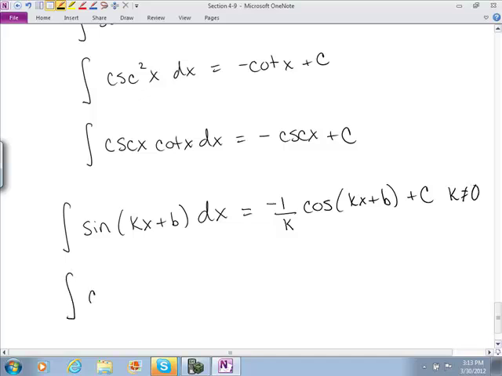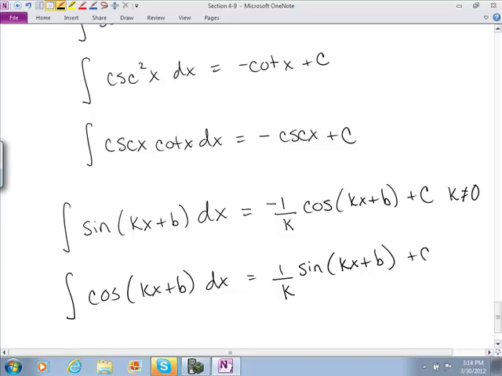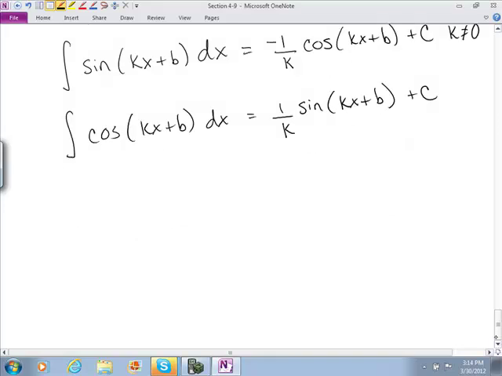And the antiderivative of the cosine of kx plus b, what function has as its derivative cosine kx plus b? Well, that's going to be sine kx plus b, but you have to handle that constant in front of the x by doing the 1 over k, because when you do the chain rule you get that k, so you've got to make sure that goes away. So that's your antiderivative of the function cosine kx plus b. So we can do some more examples from your homework. Here's number 28.